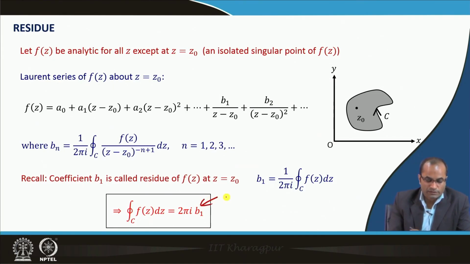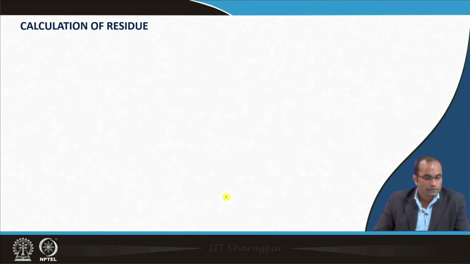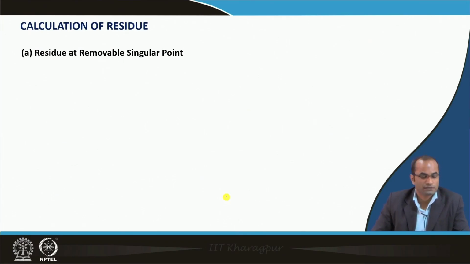So, we will now discuss in detail how to get the residue at a point z equal to z naught, which is an isolated singular point of f(z). How to calculate the residue? First we will discuss this, and then later, using the formula we have just discussed, we will evaluate some integrals.